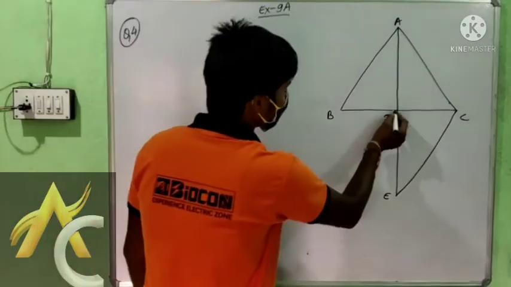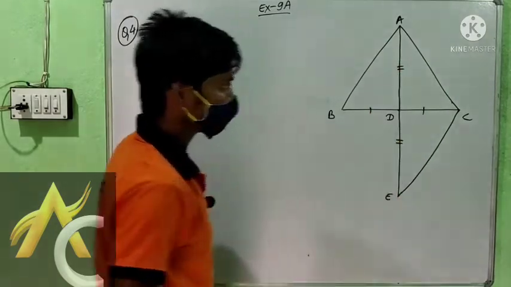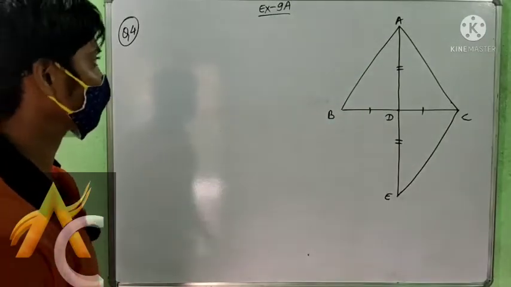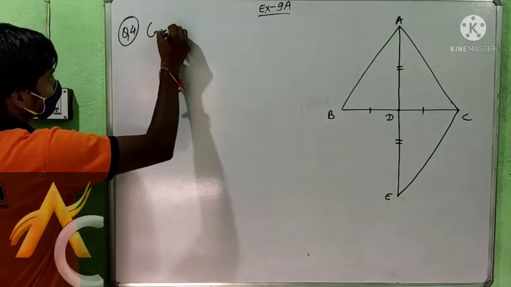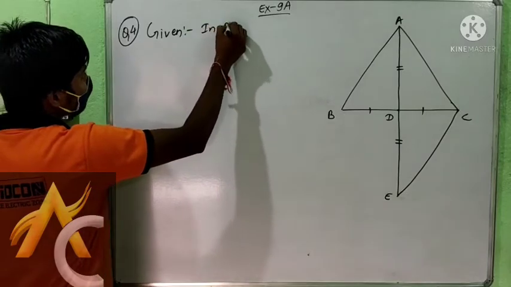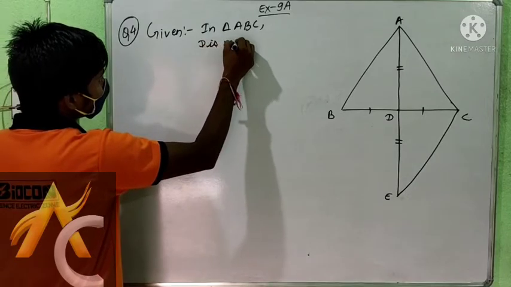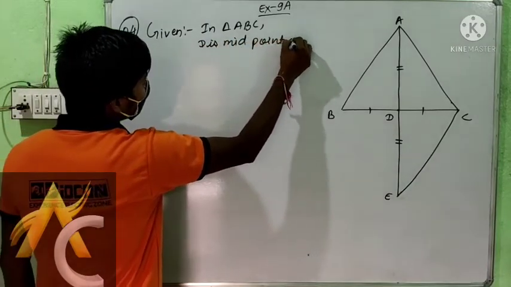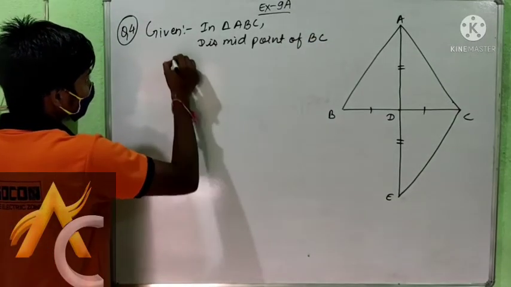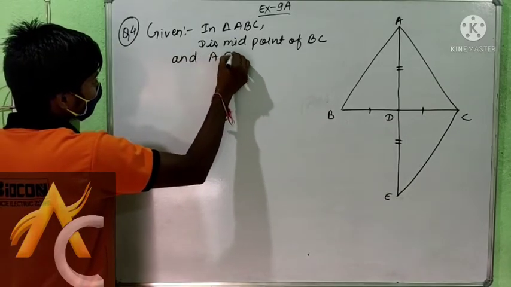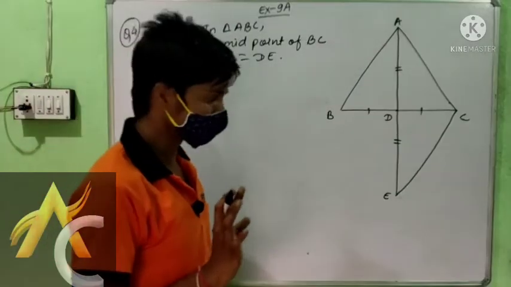Now it is given that D is midpoint of BC, that means BD is equal to DC, and it is also given that AD is equal to DE. All of this information is given in the question. So we are going to write it here. In triangle ABC, D is midpoint of BC and AD is equal to DE. From this figure AD is equal to DE, it is given.